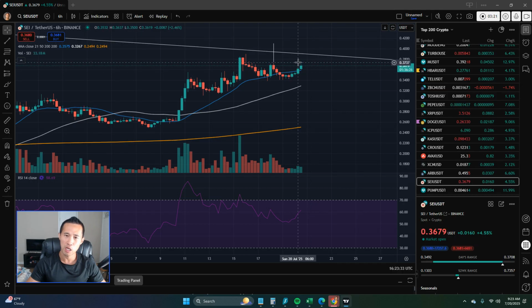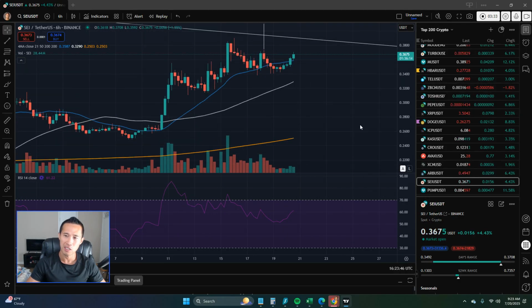That's basically measured from the neckline, which is about 37 cents, down to the bottom of the pattern in terms of wicks, which would be about 34 cents. Okay, so that's basically what I'm seeing for SEI in the shorter term and the longer term.